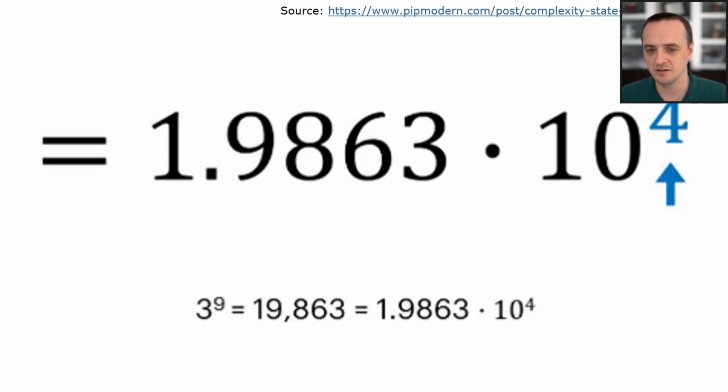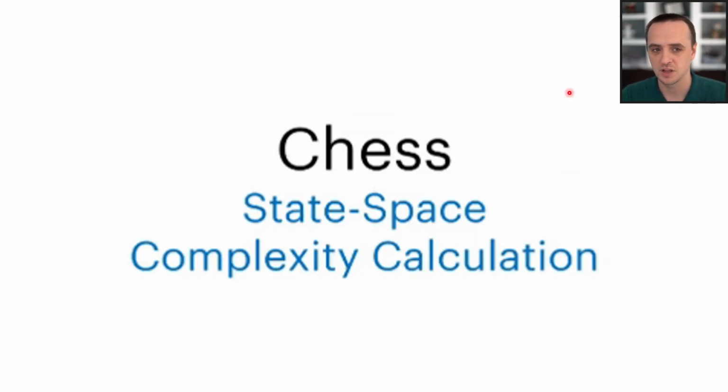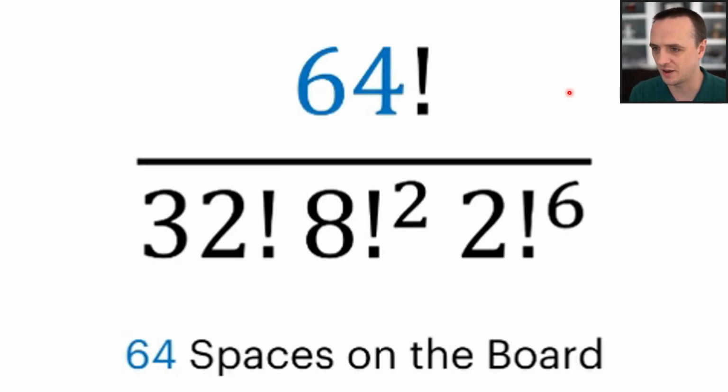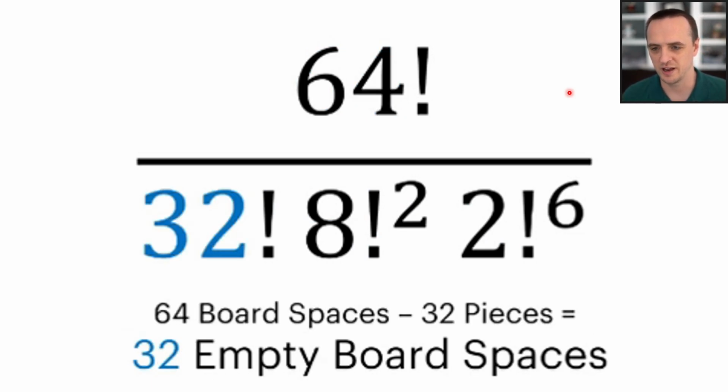And so we can see that for tic-tac-toe, there might be 10,000, right? For chess, there ends up being a lot more than 10,000. This number is very, very big. I'll just let the animation play out.